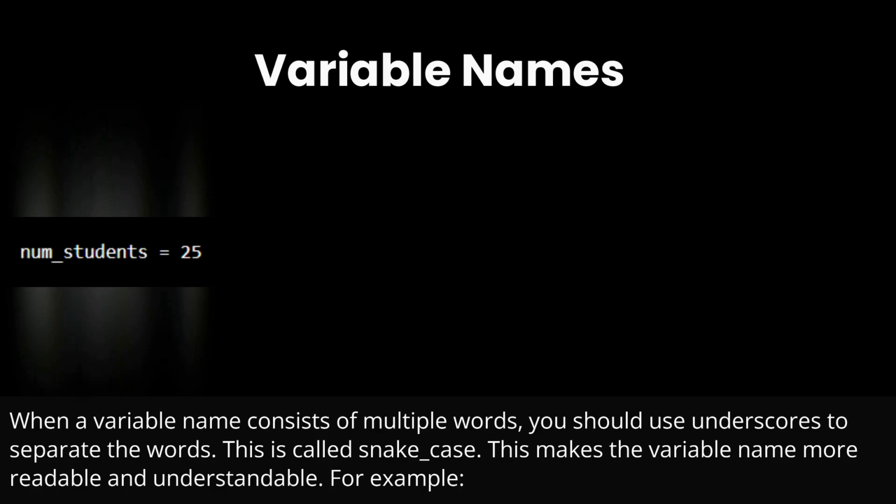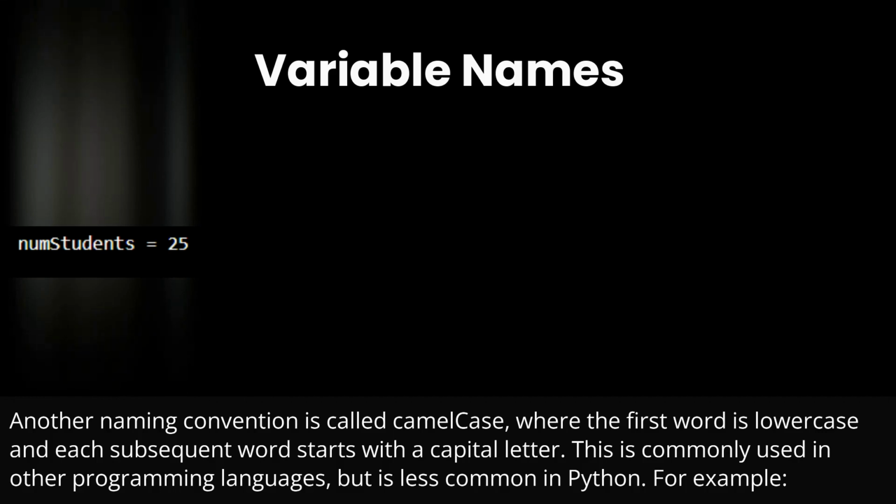This is called snake case. This makes the variable name more readable and understandable. Another naming convention is called camel case, where the first word is lowercase and each subsequent word starts with a capital letter. This is commonly used in other programming languages, but is less common in Python.